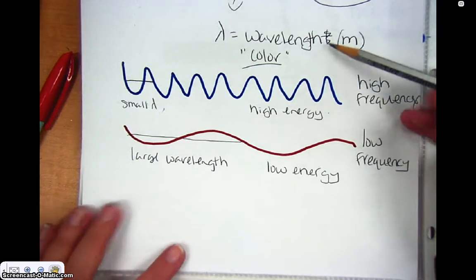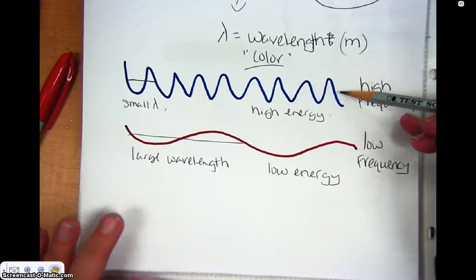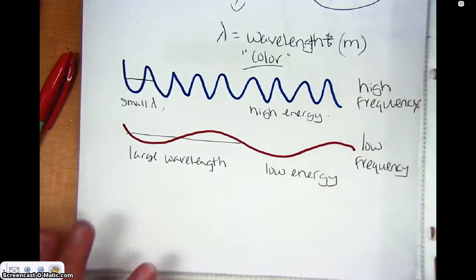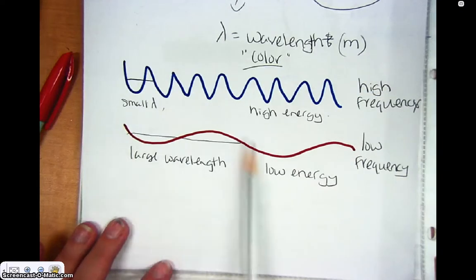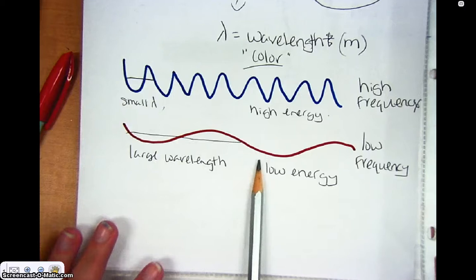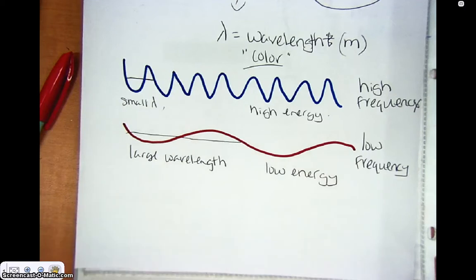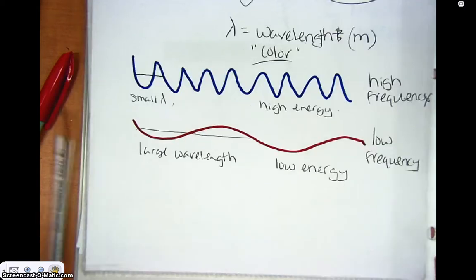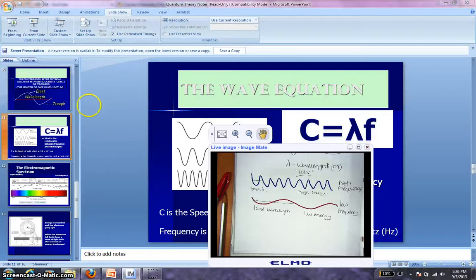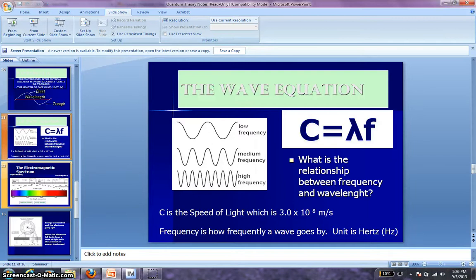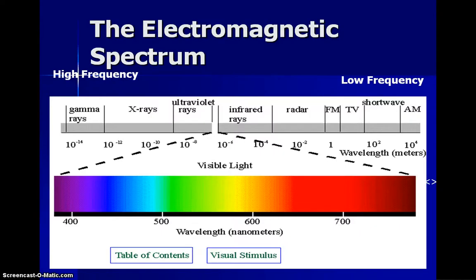And the wavelength correlates to the color or the type of wave it is, and we'll look at that in a second. Something that has a large wavelength has a very low frequency and therefore a low energy. So let's take a look at the electromagnetic spectrum quick, and then we're going to learn how to calculate the mathematical relationship between frequency and wavelength.